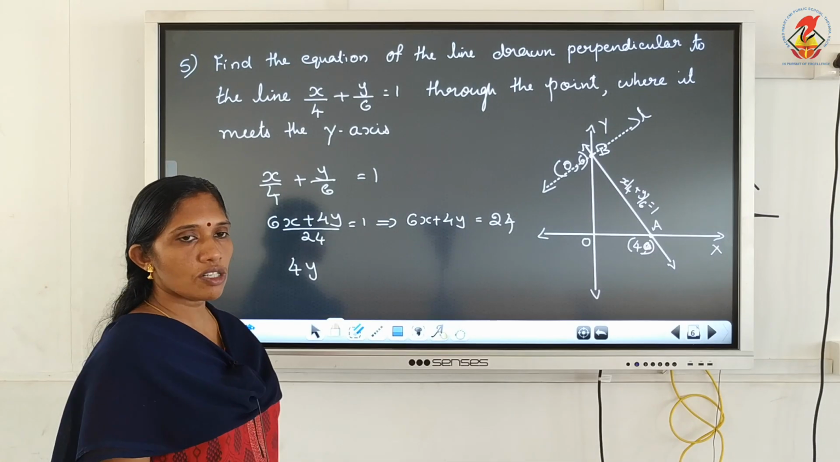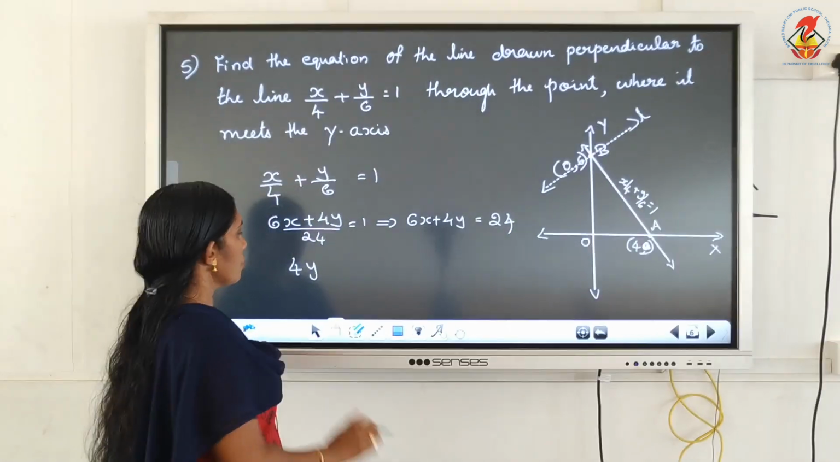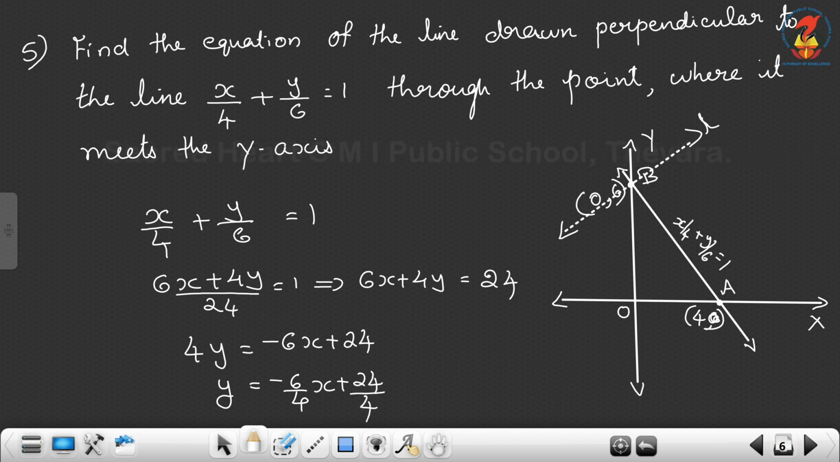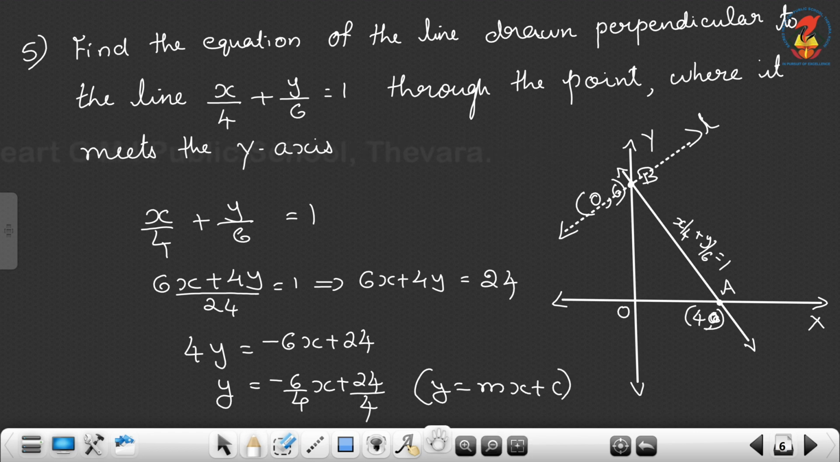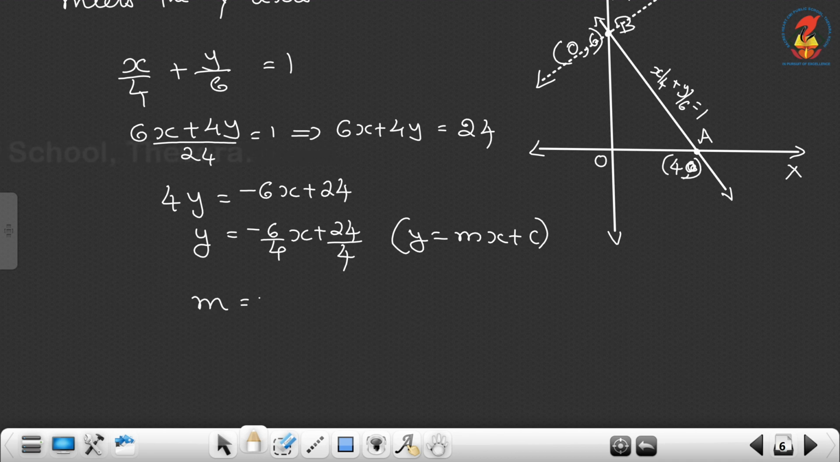Now, for finding the slope, we have to reduce it to y equal to mx plus c. So 4y is minus 6x plus 24, or y is minus 6 by 4 x plus 24 by 4. So this is in the form y is equal to mx plus c. So what is the slope? m is equal to minus 6 by 4, or m is equal to minus 3 by 2. That is the slope of AB.